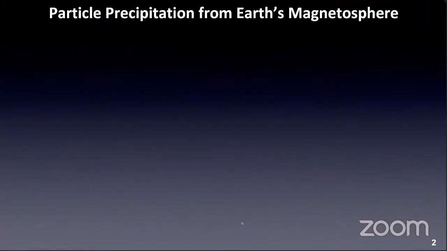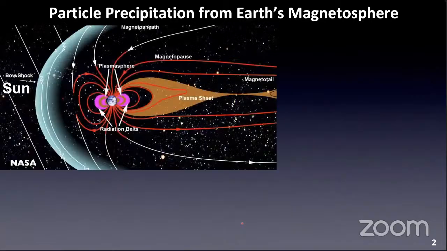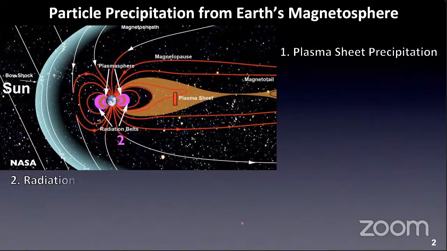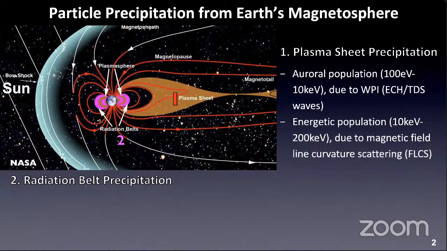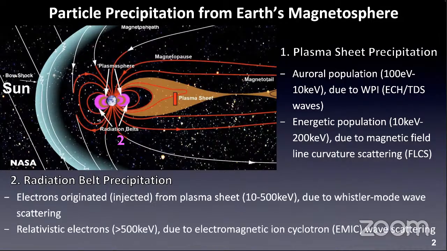A brief introduction about the precipitation. As we all know, precipitation from the magnetosphere usually occurs in two regions in Earth's magnetosphere. The first one is the plasma sheet, or the magnetotail region. The second is the outer radiation belt region. In the plasma sheet precipitation, there are two main populations of electrons that can be precipitated. The first one is mostly related to those aurora populations that June was talking about, in the lower energy end. And the other one is the energetic population, mostly scattered by magnetic field line curvature scattering in the magnetotail. And in the radiation belt, there are also two populations of electrons that can be precipitated.